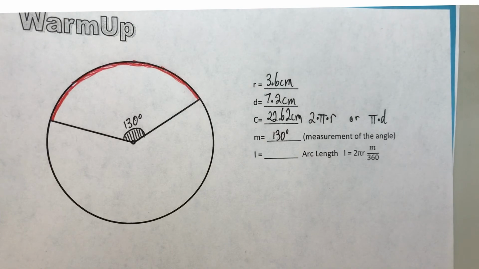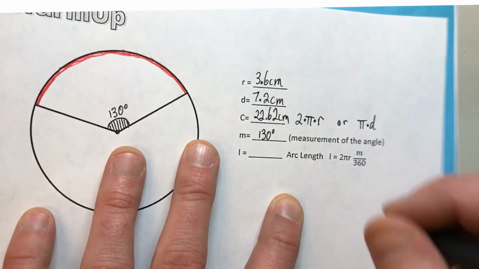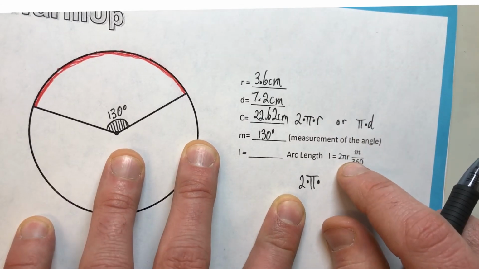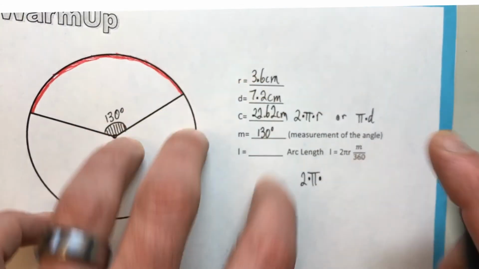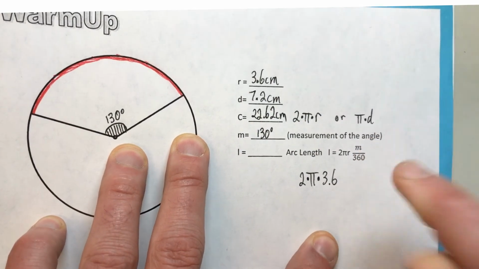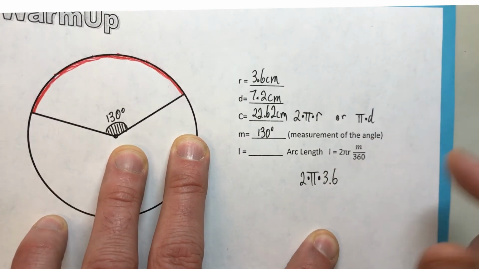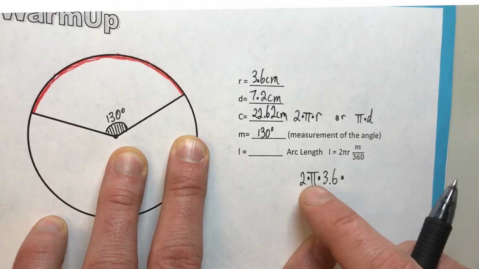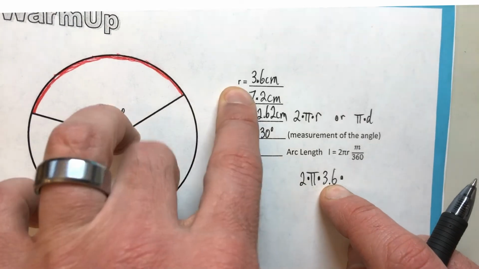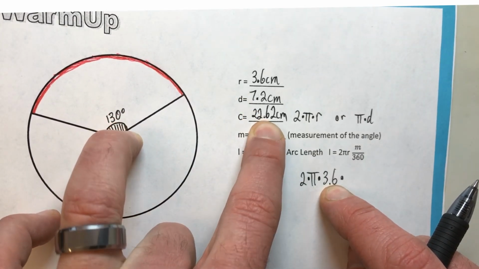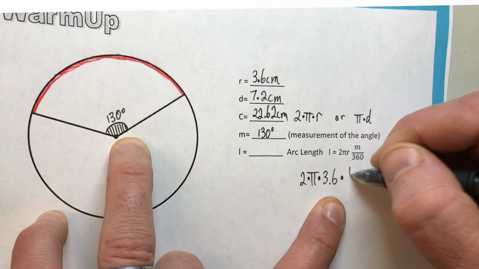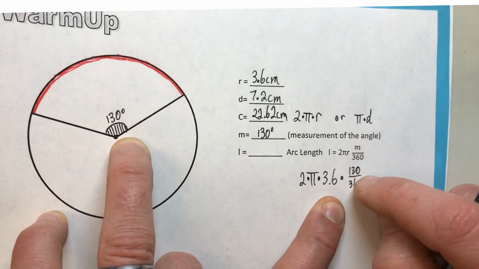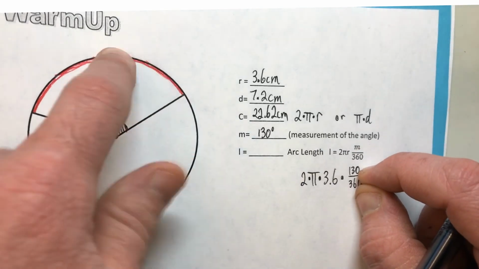So 2 pi r times m over 360. 2 times pi times what's the radius here? 3.6. I could also just do pi times d times m over 360. Obviously, that'd be the same thing. If I just left it as 2 times pi times 3.6, if you type that in, it's going to give you 22.62. But now I'm going to take the measurement of the angle we just measured, 130 over 360, and as I multiply it times that, it's going to scale it down to what this is right here.